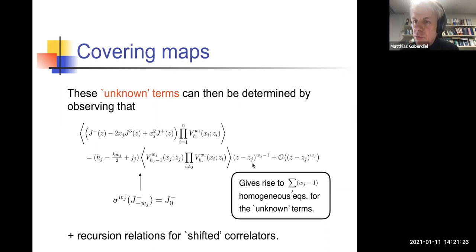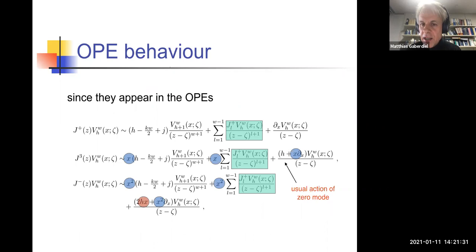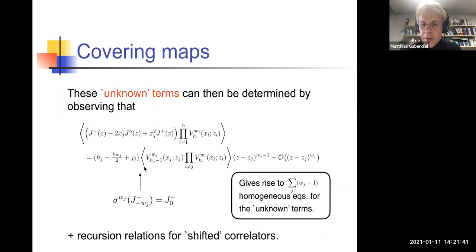So this combination of correlation functions, which you've now calculated in terms of all of these unknowns, so you can write this as an explicit formula in terms of these shifted correlators and the unknowns, must have this form; in particular, it must have a zero of order wj minus two. So there are some wj minus one homogeneous equations from demanding that all of these regular terms are equal to zero. And these are as many homogeneous equations as you have unknowns. So you can use these homogeneous equations to eliminate the unknowns. And then you get a recursion relation for the remaining correlation functions that involve only these, except that in general, they also involve shifted correlators, in that the conformal dimensions have been shifted.